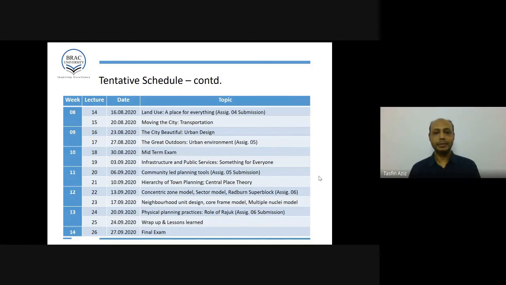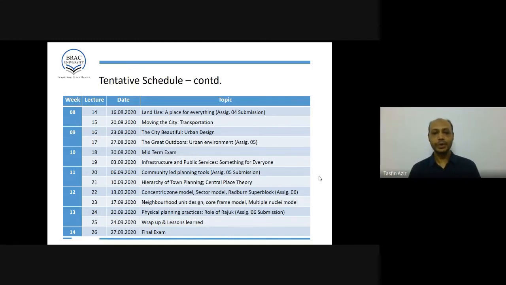Then the later section of our course will be talking about hierarchy of town planning. In this case, we'll be dealing with different models: central place theory, concentric zone models, sector models, RAD-bound superblock models, neighborhood unit design, core frame models, and multiple nuclei models.